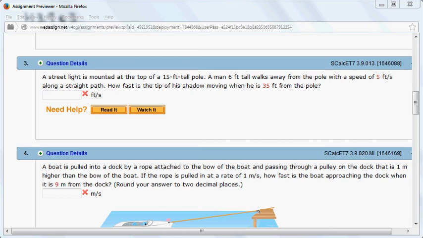Alright, let's look at homework 3.9, problem number 3. A street light is mounted at the top of a 15-foot tall pole. A man 6 feet tall walks away from the pole with a speed of 5 feet per second along a straight path. How fast is the tip of his shadow moving when it's 35 feet from the pole? Alright, so let's try that.